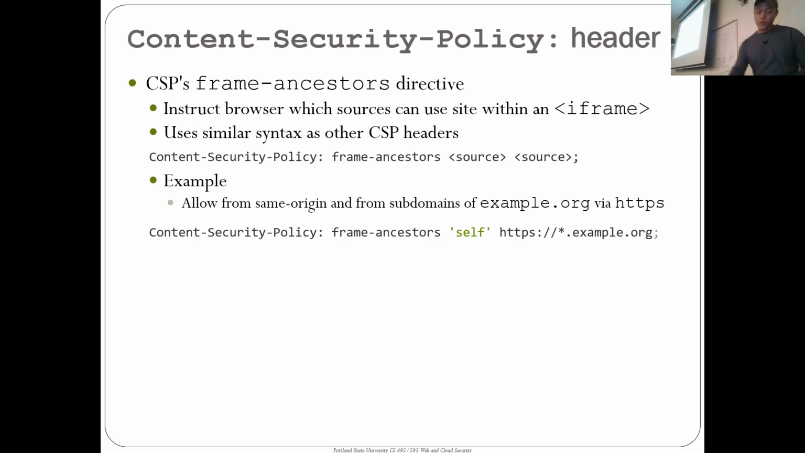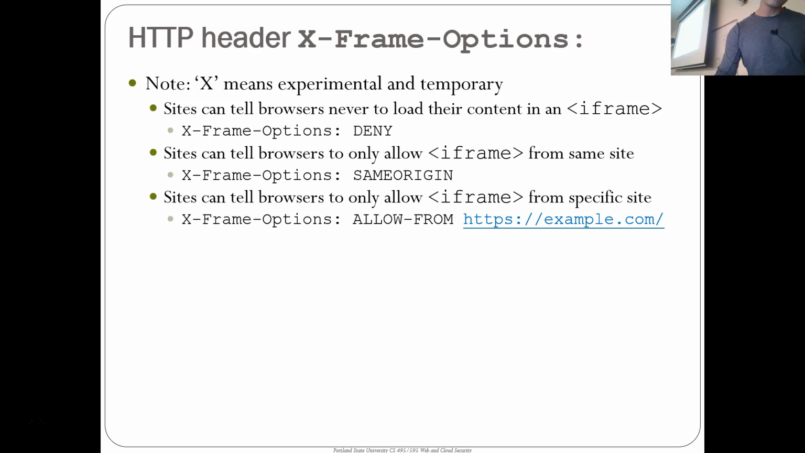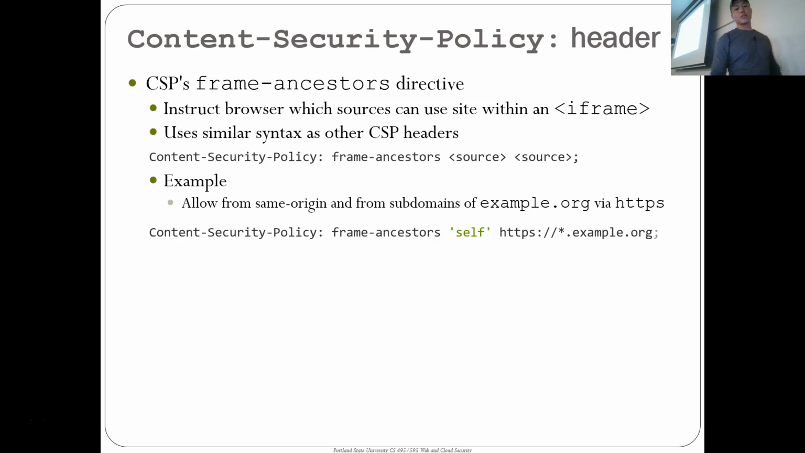One of the things about this: you'll see X in front of a bunch of HTTP headers. X means experimental. This means that they don't want to permanently encode this as the standard. And hopefully the X stuff gets deprecated, because that's what it's intended to do. And it's going to be deprecated with this content security policy header.